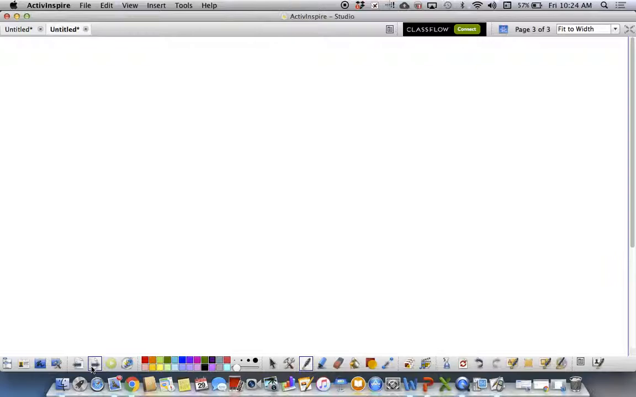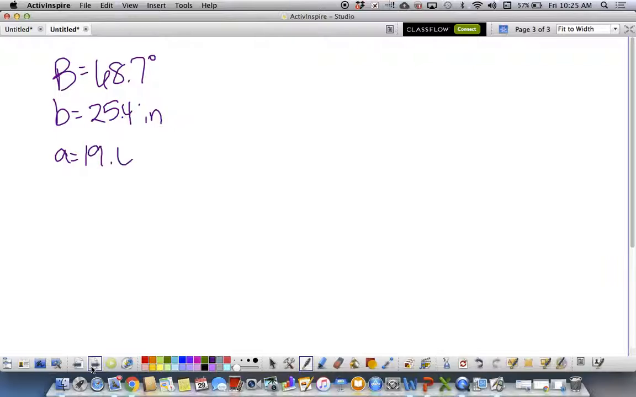So just more problems. Angle B is 68.7 degrees. Side B is 25.4 inches. And side A is 19.6 inches. How many triangles exist?